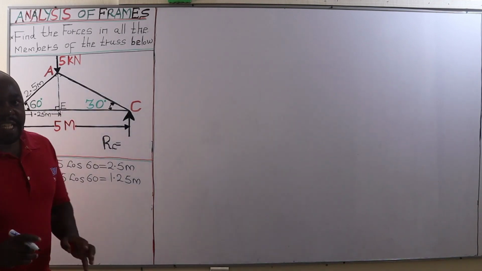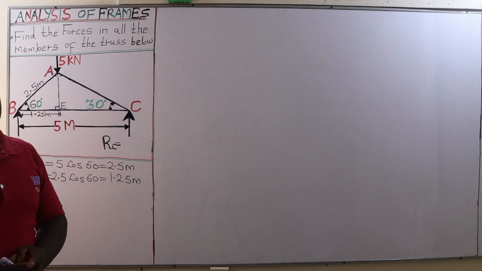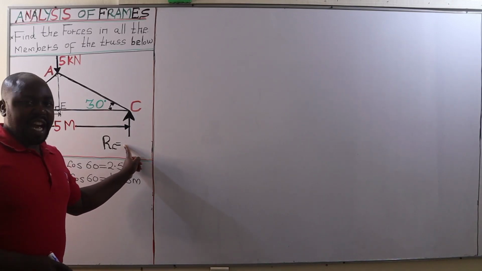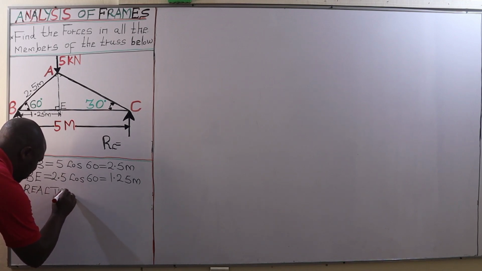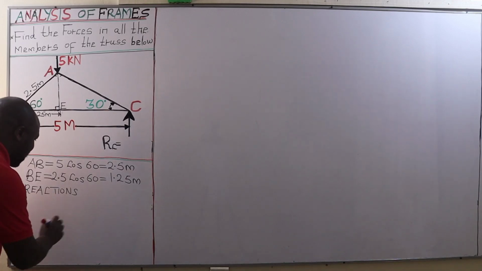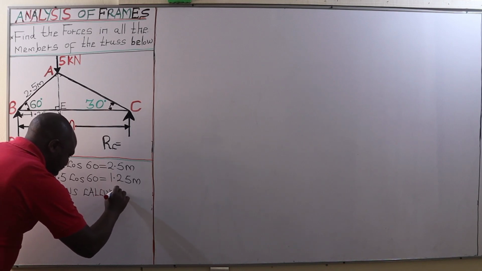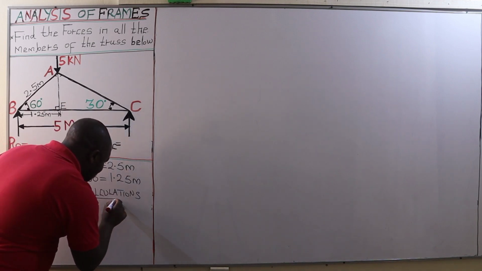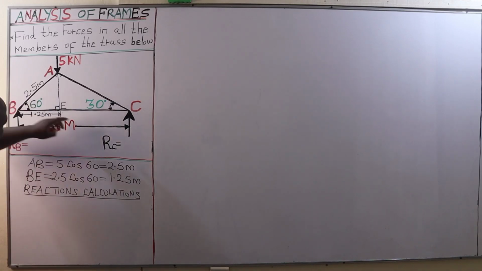Now, after getting the sizes of members AB as well as BE, the next thing we are going to determine is the reactions. Therefore, the reaction at B as well as the reaction at C. So, we are going to calculate the reactions at B and C. Now, for us to get the value of the reactions at B as well as at C, we are going to take moments about B from C.